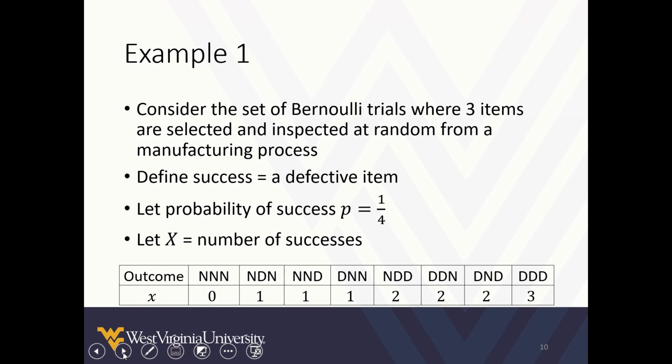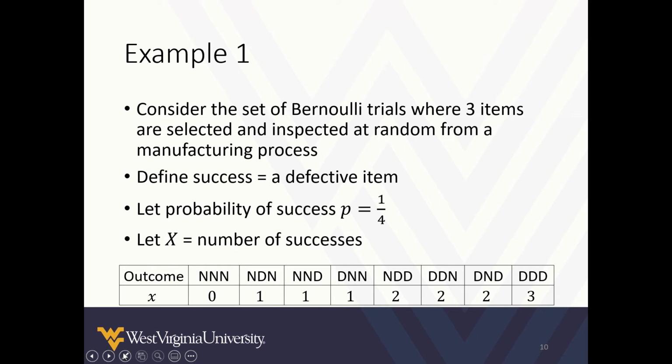So let's take a look at an example to really understand this. And as I already mentioned before, one big place where Bernoulli trials have a real life application is in the situation of manufacturing. So let us consider the set of Bernoulli trials where 3 items are selected and inspected at random from the manufacturing process. Our parameter of interest in this case, which we'll define as success, is a defective item. Our probability of having a defective item in this case is going to be 1/4 or 0.25.